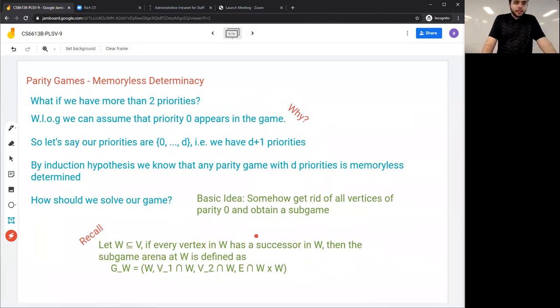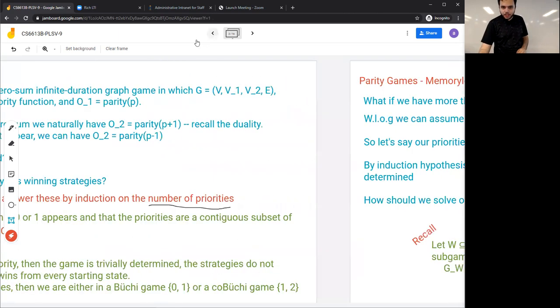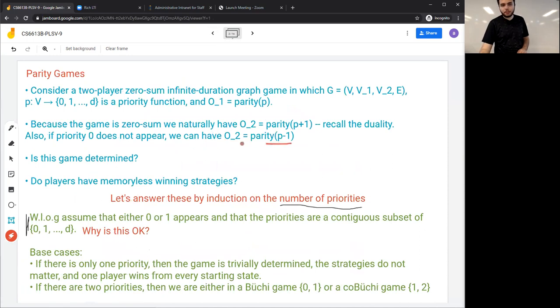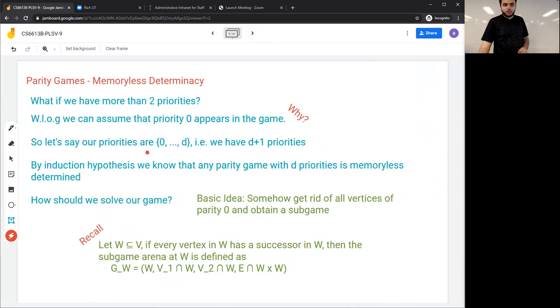So let's say that we have more than two priorities. I want to use another without loss of generality here. We can always assume that we have at least one vertex of priority zero. Why? Because if I don't have a priority zero vertex, I just dualize the game and look at it from the point of view of player two. And then I can basically decrease all the priorities by one. This was what we had here, that the objective of player two is basically parity of p minus one. So this assumption also works. I can always assume that I have priority zero. So now finally, I can really say that my priorities are zero to d and all of them actually appear in the game. So I have d plus one different priorities.